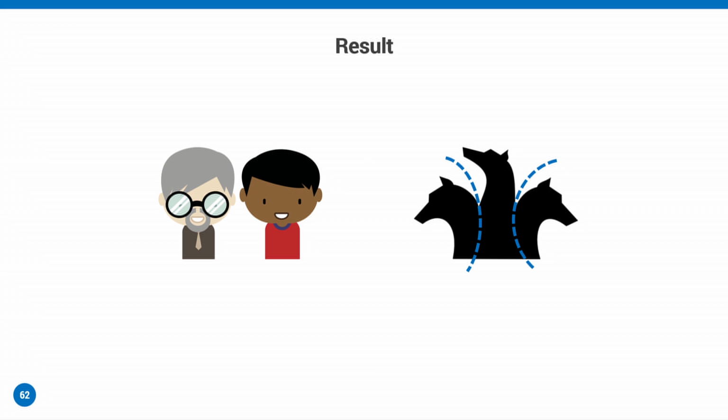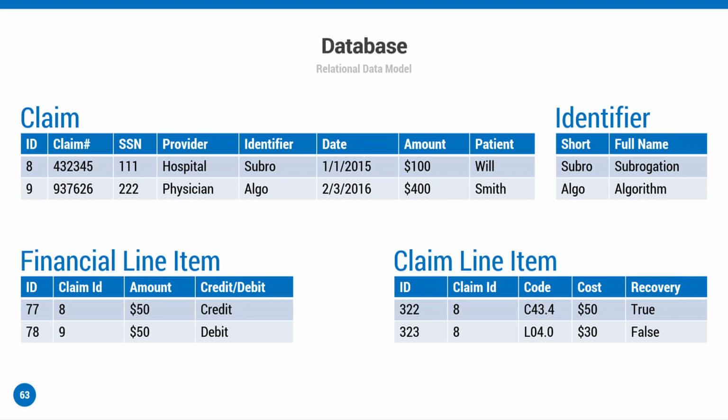All right, that's a lot of words. So let's talk about this in more realistic developer terms. All right, so imagine this is your database schema. Right? We have a claim. It's got some information like a claim number, social security number, a provider. This is the person that's doing work for you. Who identified you, when it was identified, how much the total claim was worth, who the patient was.